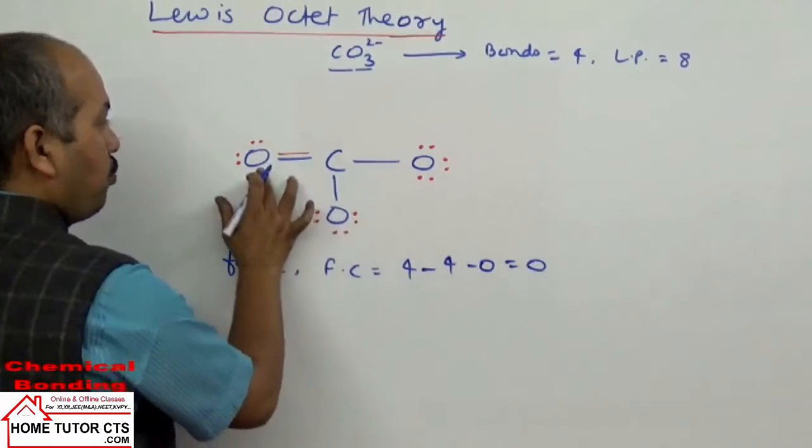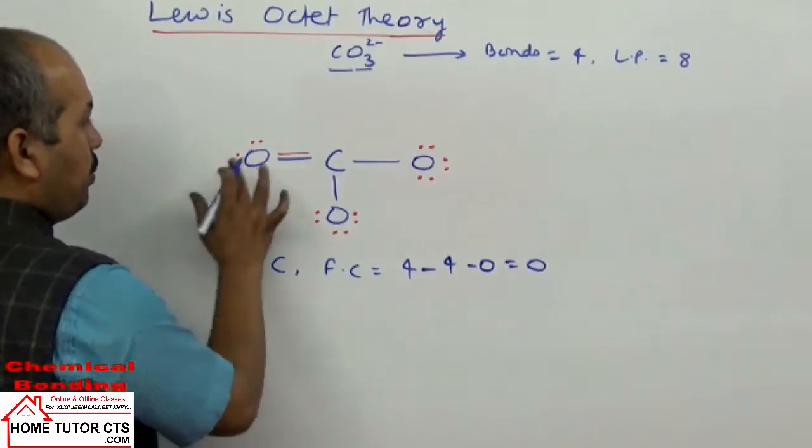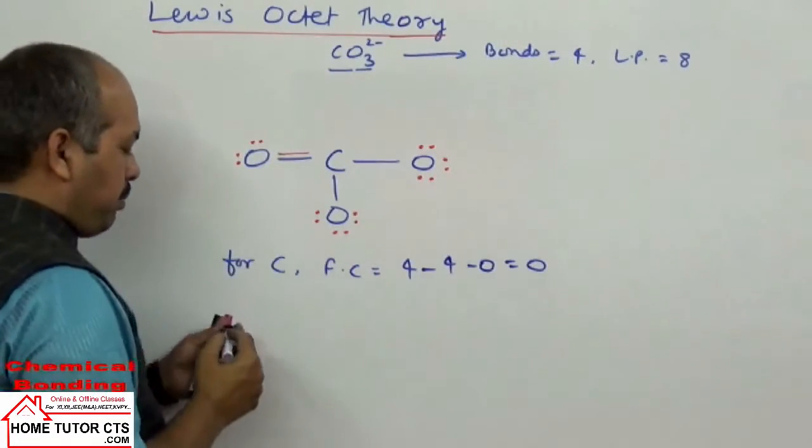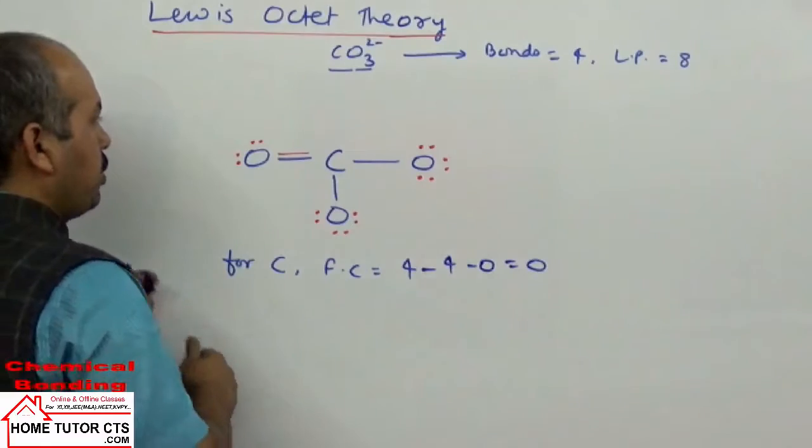For the oxygen atoms, we have 3 oxygen atoms. 2 are identical, 1 is different. So if I take first, I am numbering the atoms, let's say oxygen number 1.